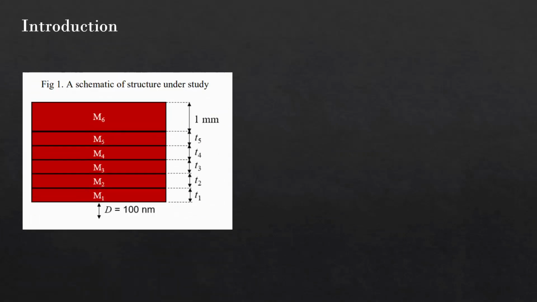Here we have the structure under study. The structure has 6 layers. A layer, which is M6, the layer with thickness of 1 millimeter, is used as the substrate to fabricate the other layers that have much smaller thicknesses on top of that.